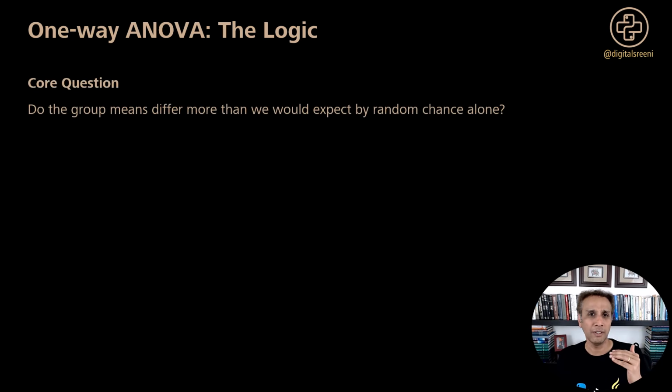These are certain, let's say, facts. First of all, the core question is: do the group means differ more than what we would expect by random chance alone? So that's our test. You have three different groups. Do the means differ between them more than random chance alone would explain?